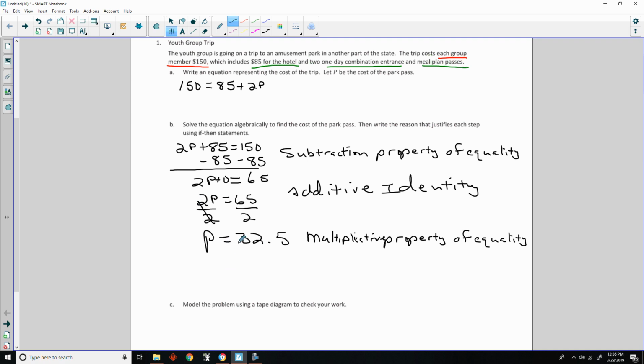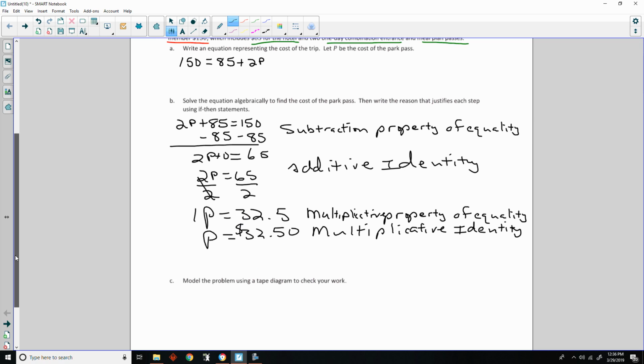Okay, so then p equals 32.5. That's the multiplicative identity because it'd be 1p equals 32.5. So that's just simply p equals 32.50 since it's money. And that is the multiplicative identity. So the park pass costs $32.50 per day with food, which isn't bad.